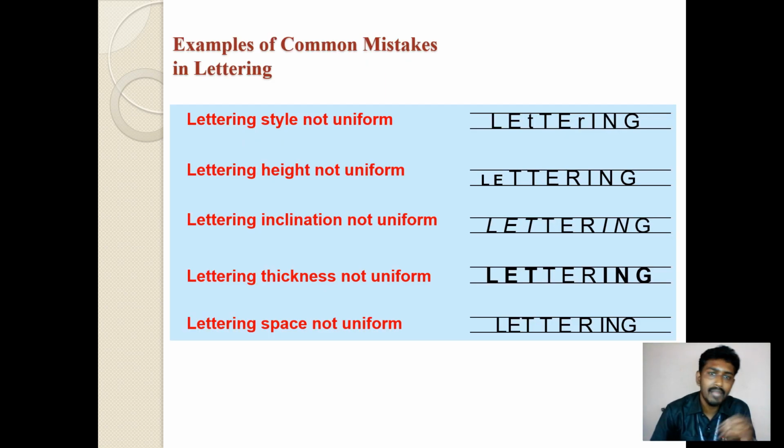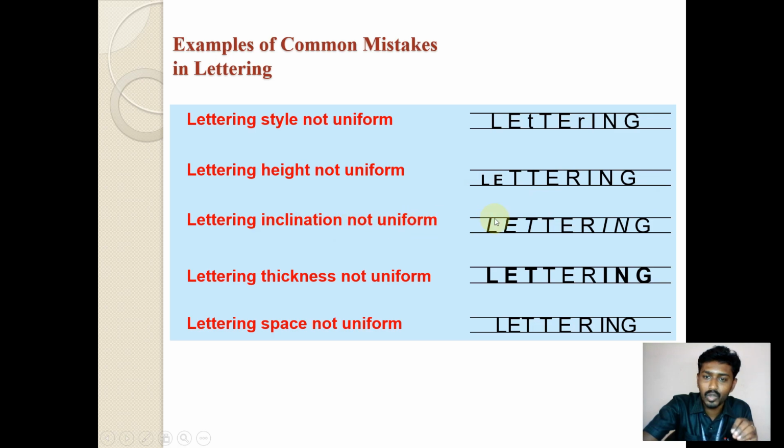Fine. Examples of common mistakes in lettering I have shown in this slide. The lettering style is not uniform, that means sometimes you may draw the guidelines, and afterwards you may take a capital letter, and without your knowledge you may make a small letter too, right? So these kinds of mistakes you should not make, right? You have to write only with capital letters. Lettering height should be uniform. These kinds of things should not happen in your writing, okay. Lettering size should be uniform.